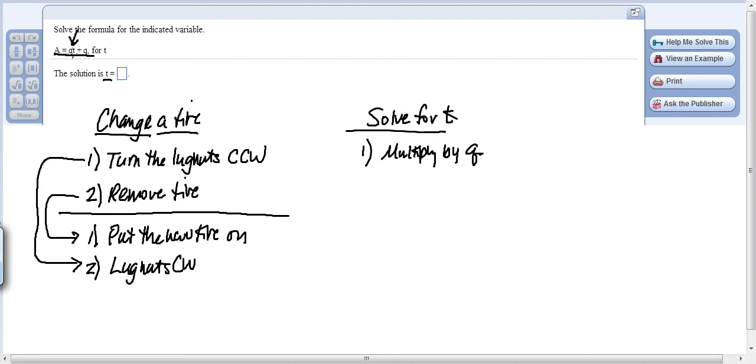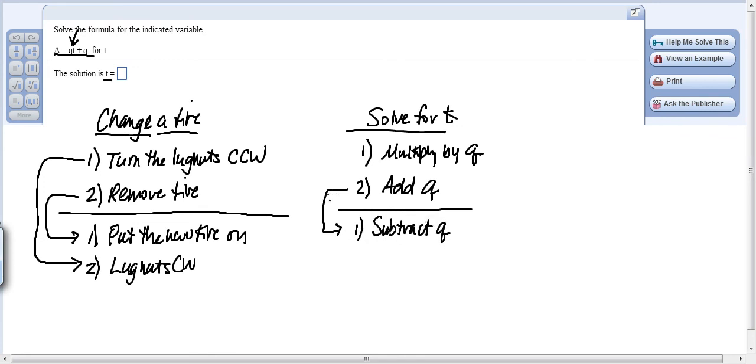Then after we multiply t by q, we add q, and that's how we get a. So on the right hand side where t is, the things that are happening to t is we multiply by q and then we add q. So we're going to undo that in reverse order. The opposite of add q is subtract q. Then the opposite of multiply by q is divide by q.